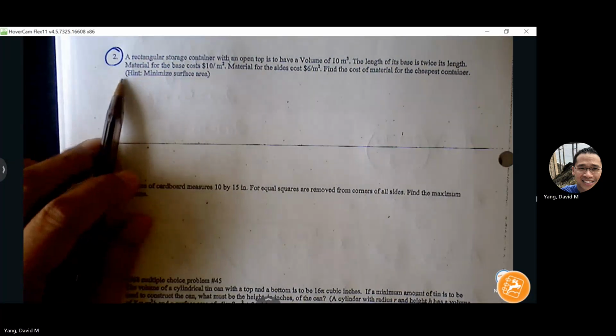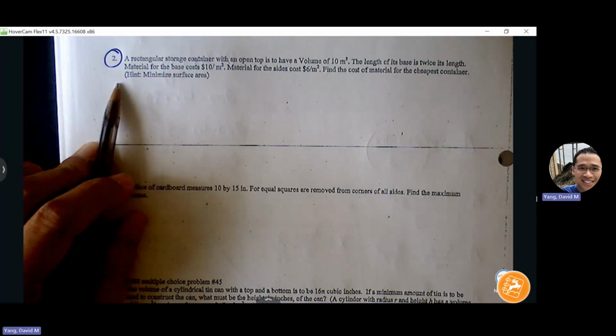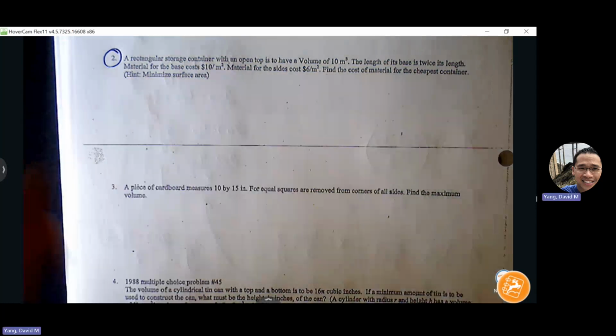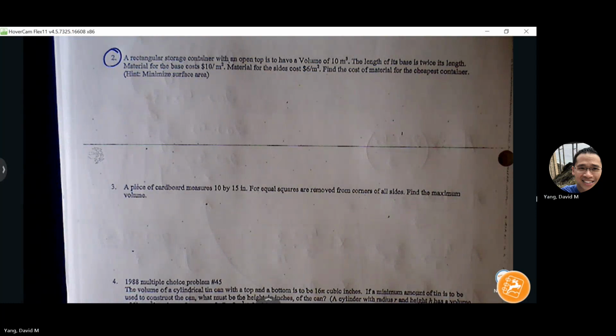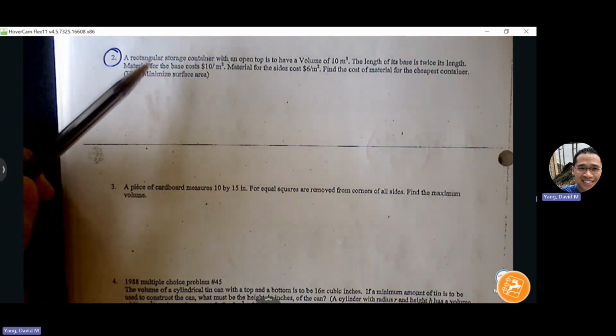All right, circle number 2, this is what your problem will look like here on the test. Very similar to this one here. Now, this one has a little more involvement. We are still dealing with volume and surface area, but let me read the problem here.